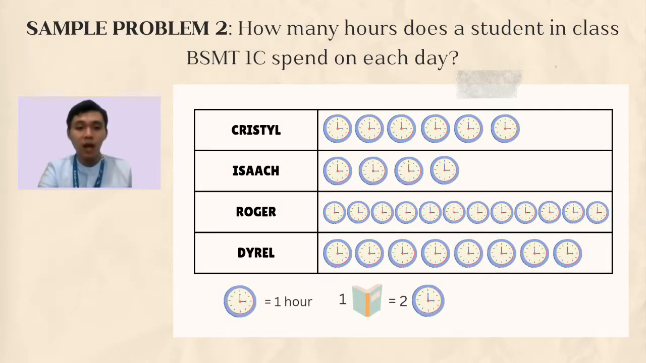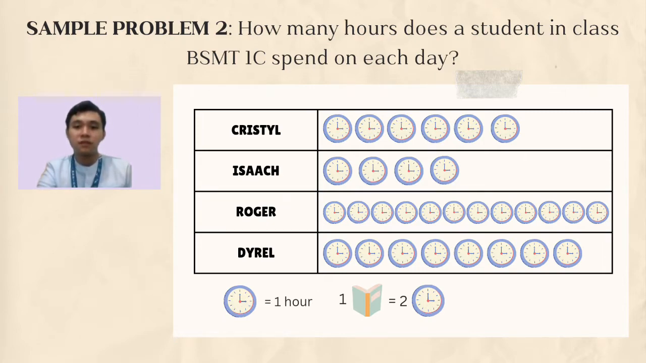So, problem number 2: how many hours does a group of my friends in class BSMT 1C spend on each day? I have chosen 4 students. We have Christelle, Nairil, Isaac, and Roger. I have given each student hours. For Christelle we have 6 hours, for Nairil 4 hours, for Isaac 8 hours, and for Roger 12 hours.